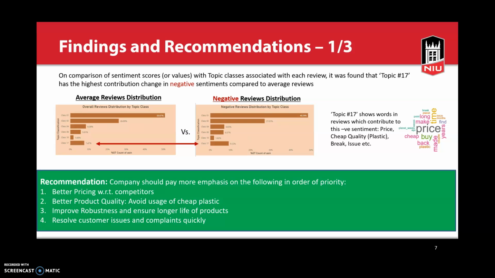Then the second was better product quality, like avoiding the use of cheap plastic. You can see here cheap and plastic, words like that. Then there was improving robustness and ensuring longer life of products. We assume that because here you can see words like issue, months, long. And the last was to resolve customer issues and complaints quickly.